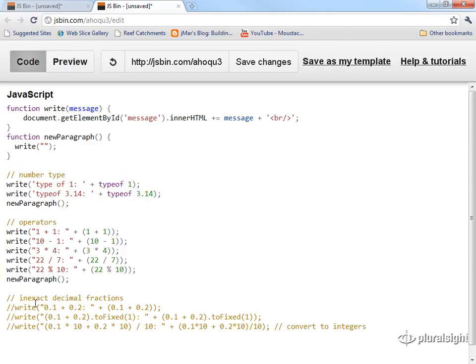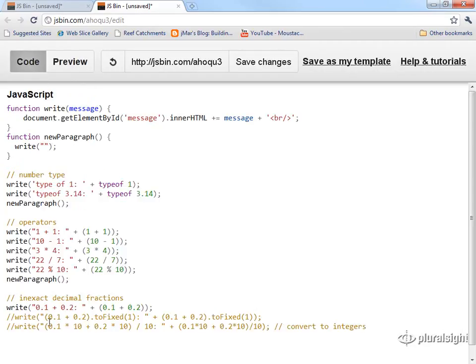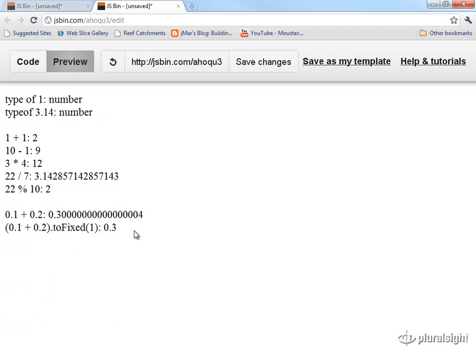I mentioned that decimal fractions are inexact when represented with the number data type. To demonstrate that, we'll take a look at 0.1 plus 0.2. Obviously we're expecting 0.3. But what we actually get is 0.3, then a whole lot of zeros, and then 4. This is where the toFixed method comes in very handy, because we can say 0.1 plus 0.2 to a fixed number of decimal places, and I just want to see the one decimal place, and that looks more like what I was expecting.